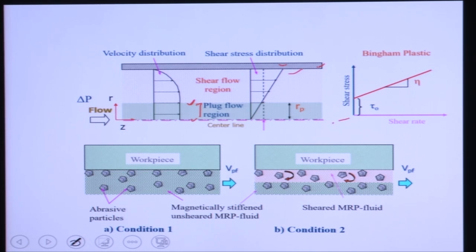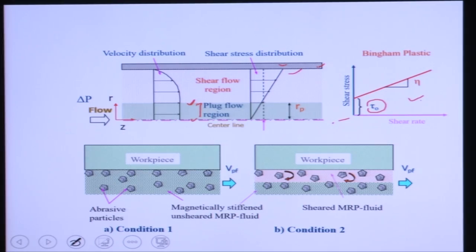So, shear stress is high at the wall. This is the plot for the Bingham plastic fluid. It is a non-Newtonian fluid; this MR fluid with the application of magnetic field can be considered a Bingham plastic fluid. Here there is a shear stress tau 0, called the yield stress of the fluid. Only when the applied shear stress is greater than the yield stress does the fluid flow; otherwise there is no flow.